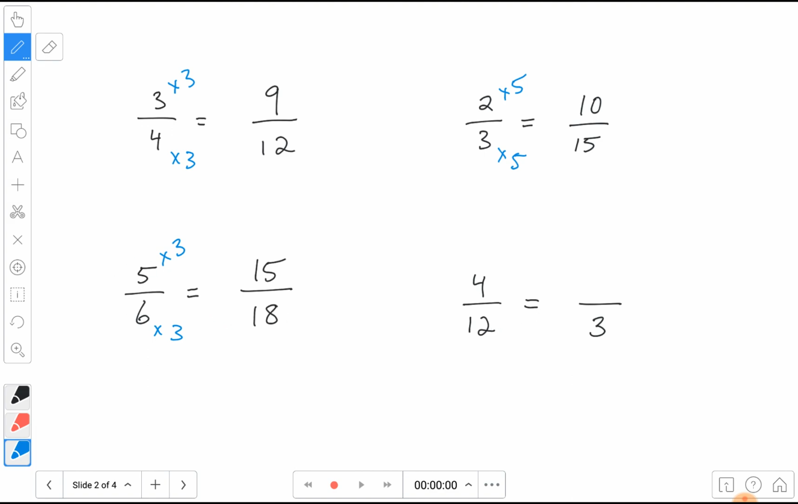12 to 3, what do we do? In the first 3 examples we multiplied, but we can go the other way. We can simplify this one. 12 divided by 4 gives us 3. If we do the same thing to the numerator, 4 divided by 4, we get 1. And so 1/3 is actually the simplest fraction for 4/12.